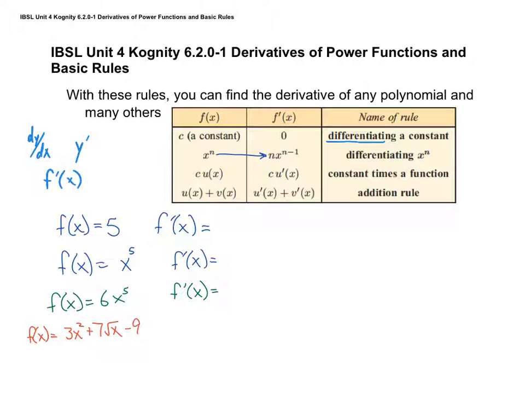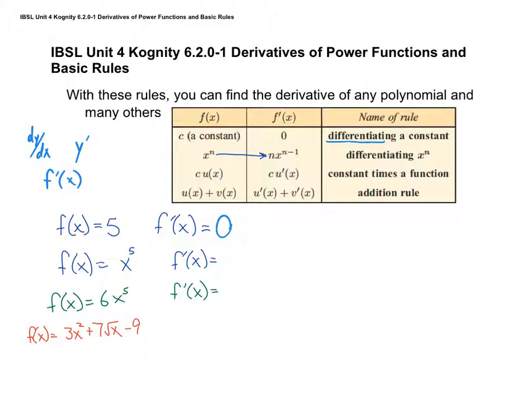Because no matter where I am on that function, if I have a horizontal line, it doesn't matter if x is here or here or here, the slope is always going to equal 0. Okay? So, that's our first rule. So if I have the function f of x equals 5, then f prime of x equals 0. Okay? So that's our first one. That's a pretty easy one.